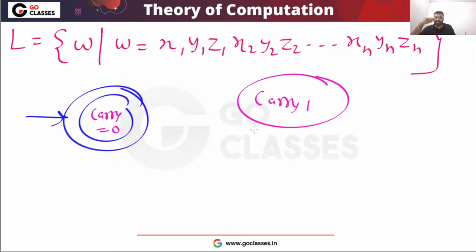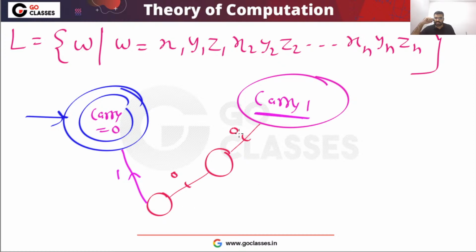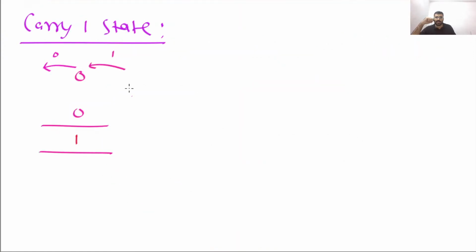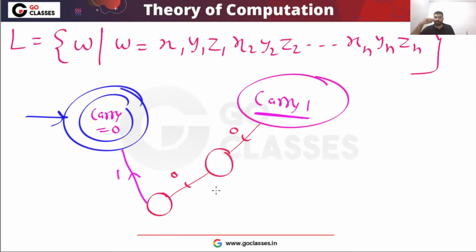So in this carry 1 state, if the first symbol is 0 and the next symbol is 0, then the next symbol must be 1, and I will go to the carry 0 state. Yes or no? Because this is the carry 1 state, so 0 plus 0 plus 1 will be 1, but the next carry will be 0.